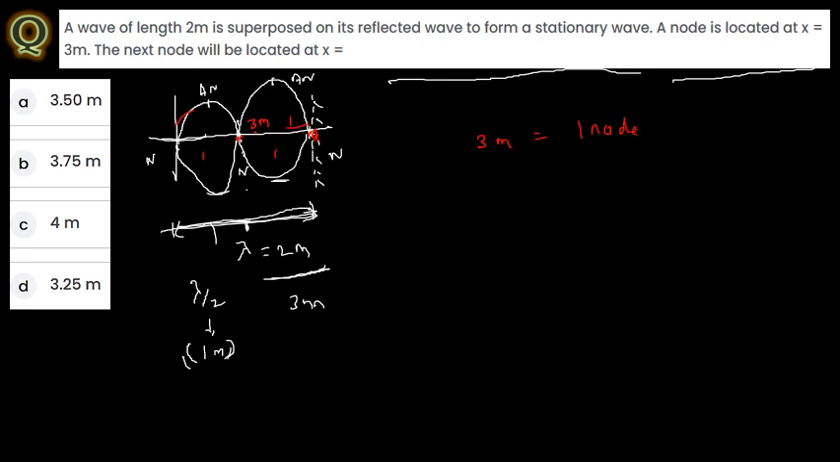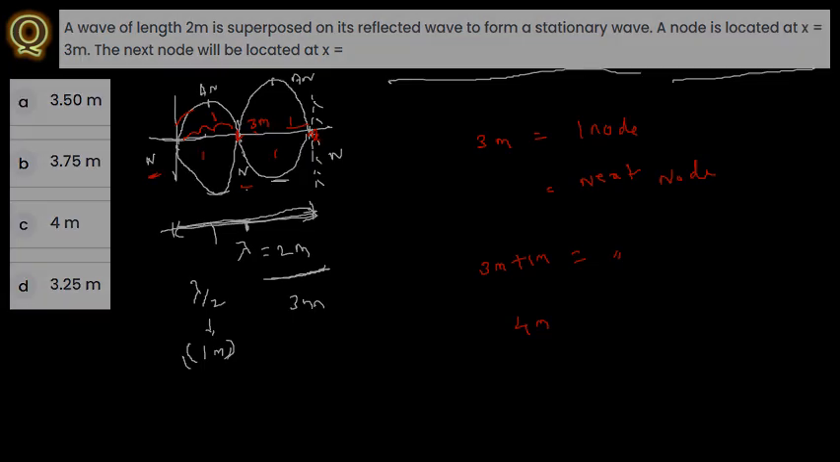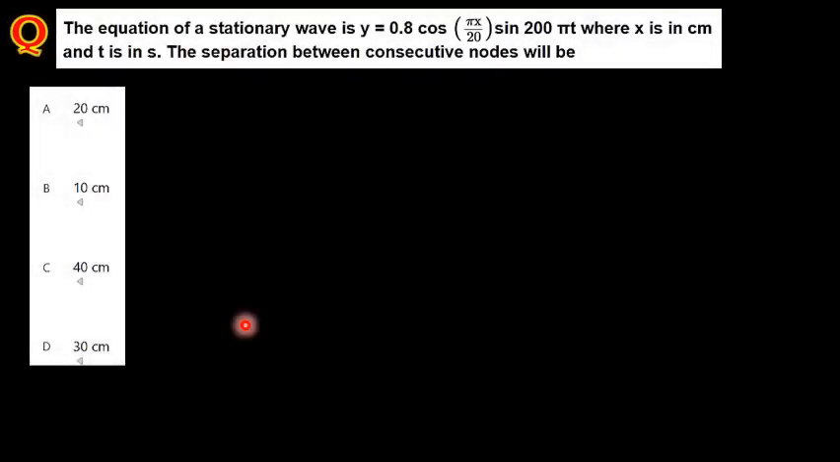After reflection, when are we going to have the next node? So here, this 1 meter you got. Next, this one node is over, right? The next node you are getting over here, in this direction. This value here is 1 meter. So the next node will be 3 meter plus 1 meter. So the answer in this case is 4 meter.